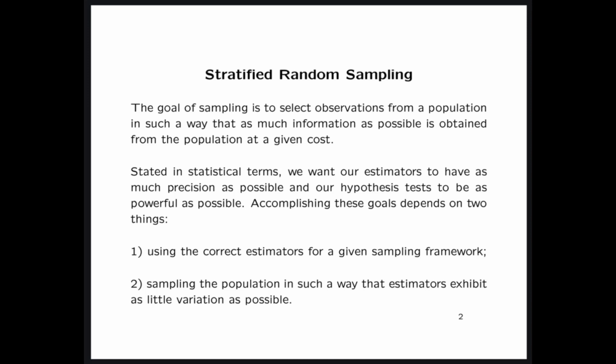Accomplishing these goals depends on two things. First, using the correct estimators for a given sampling framework, and two, sampling the population in such a way that estimators exhibit as little variation as possible.